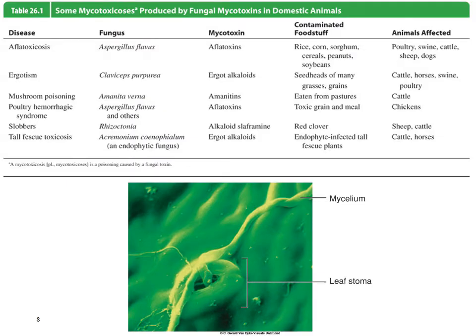This table lists just some of the many diseases of animals caused by fungal toxins, otherwise known as mycotoxins. A mycotoxicosis is a poisoning caused by a mycotoxin. In this photo, which is a scanning electron micrograph at times 1000 magnification, we can see a young fungal mycelium forming over the stomata or stoma of a plant leaf, ready to penetrate.